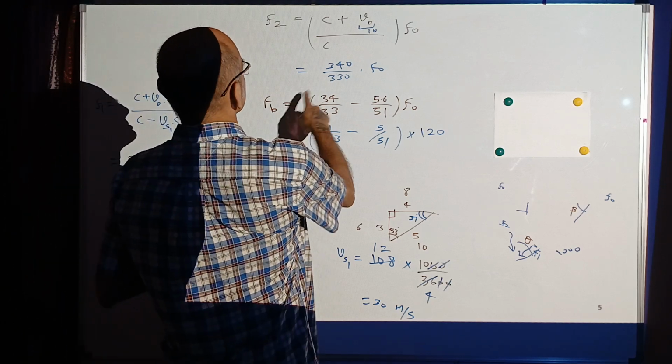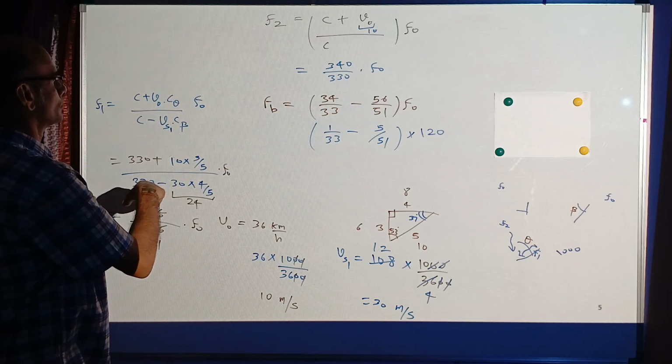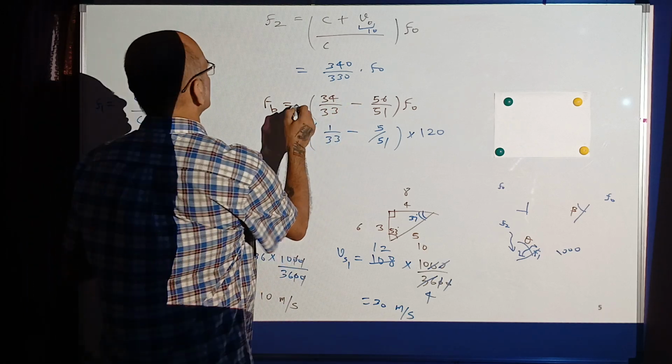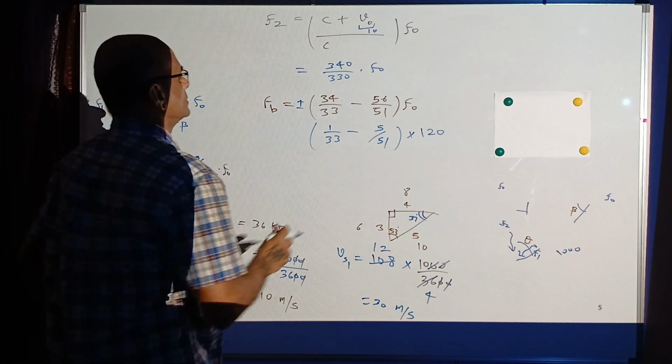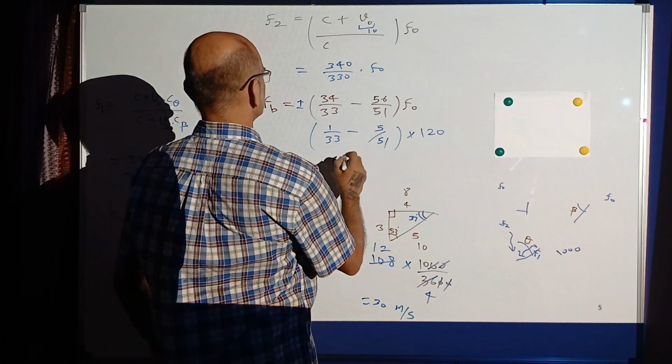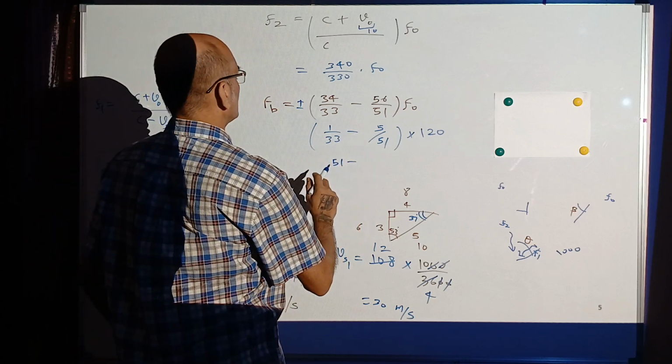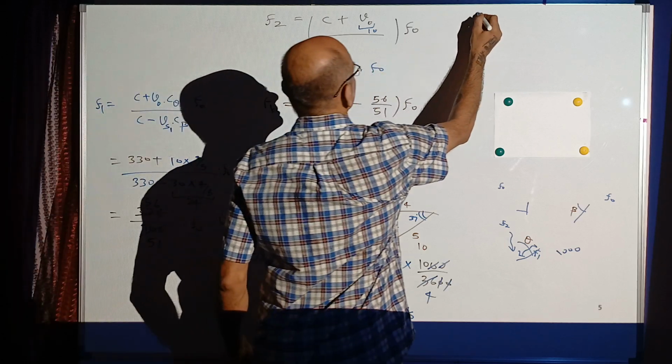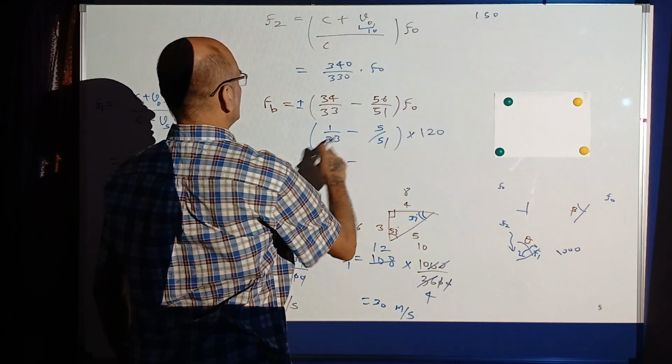Here actually plus or minus, because beat frequency is the difference between the two frequencies. So 51 minus 3 times this is 150 plus 50, 165.